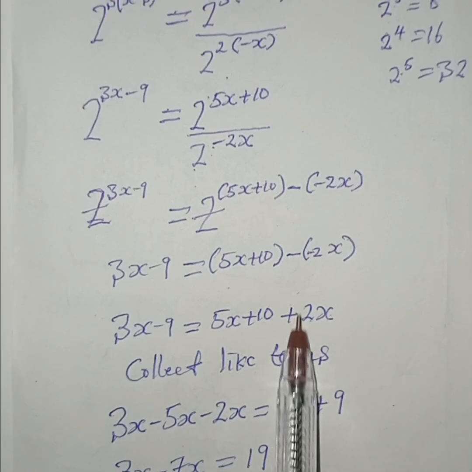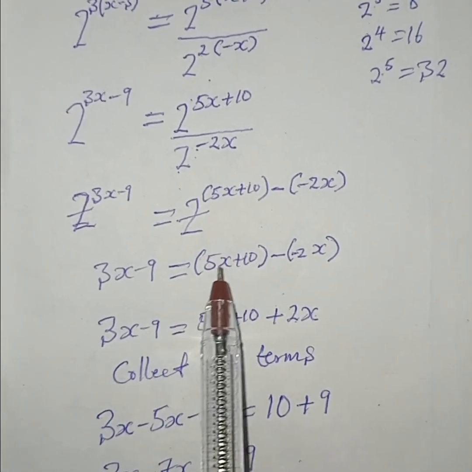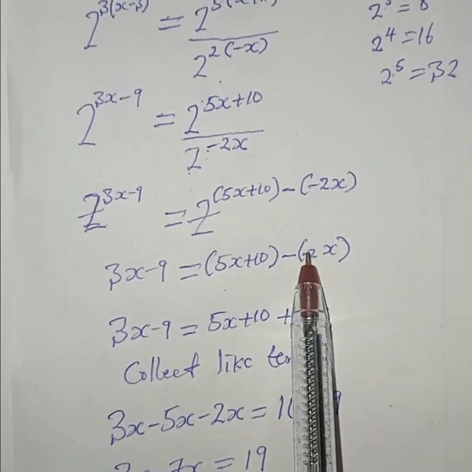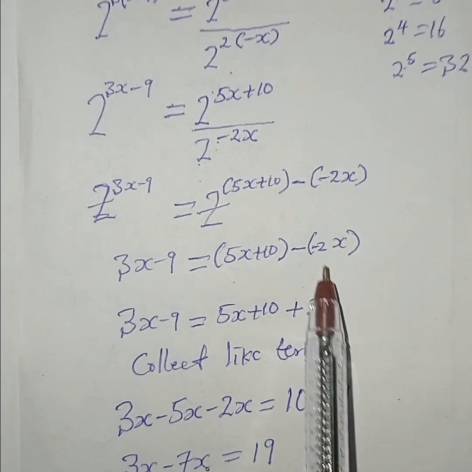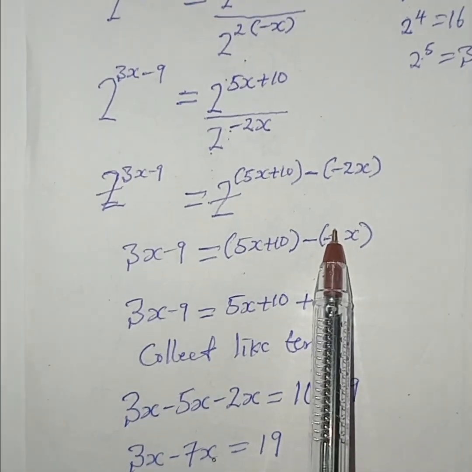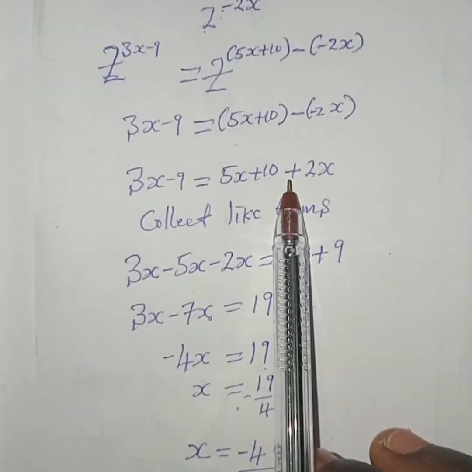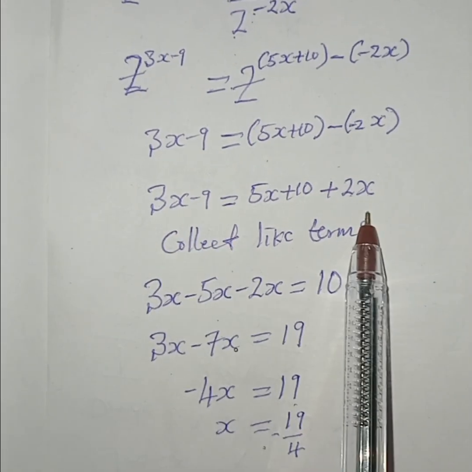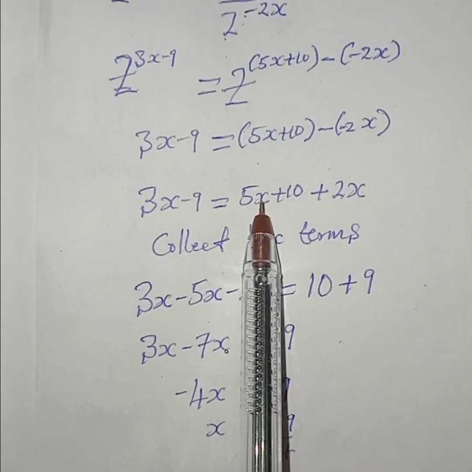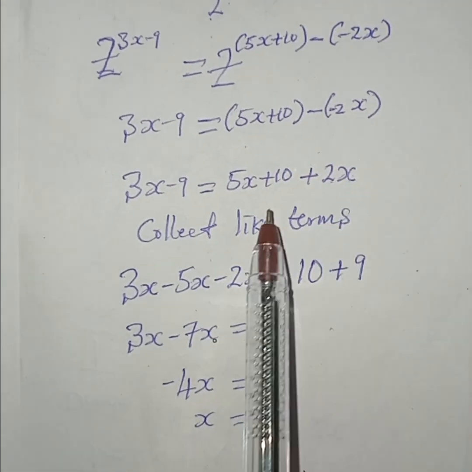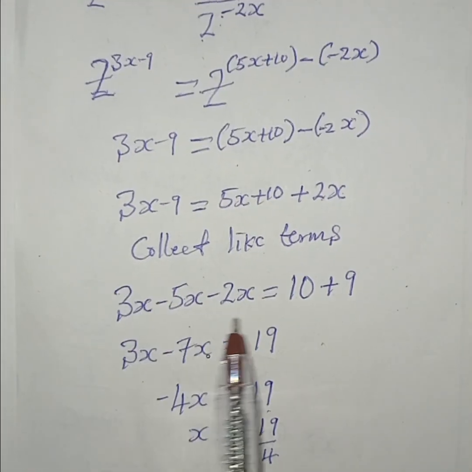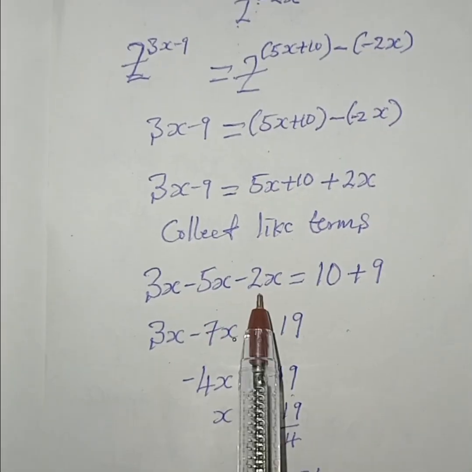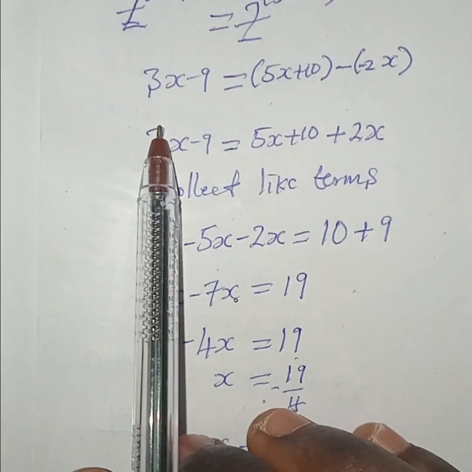So you will now open the bracket to remove the bracket. 5x is here, 10. Then minus multiply minus 2x will give you plus 2x. Remember, when a minus sign multiply a minus sign, it turns to a positive sign. So the next thing, you collect like terms. It means bringing number of the same family together. 3x, 5x, and 2x are of the same family. So you bring them together so that you can add them together or subtract them together to get a single x, right? So this is 3x.